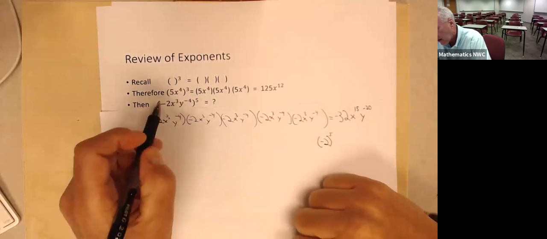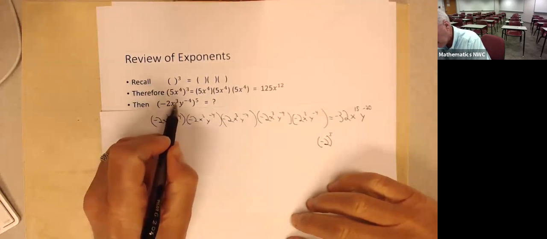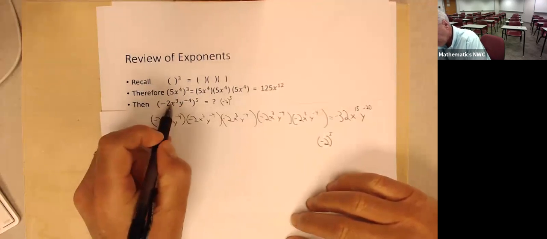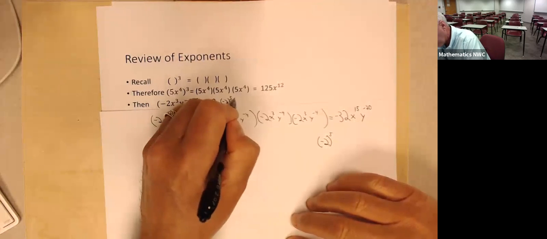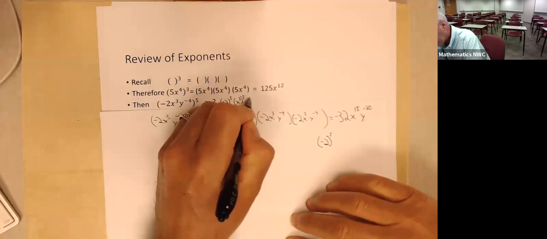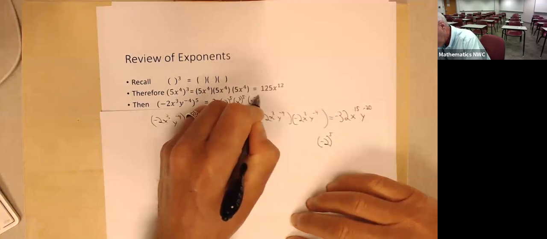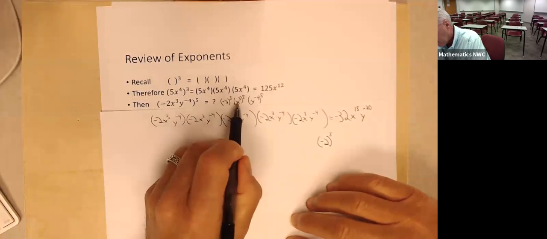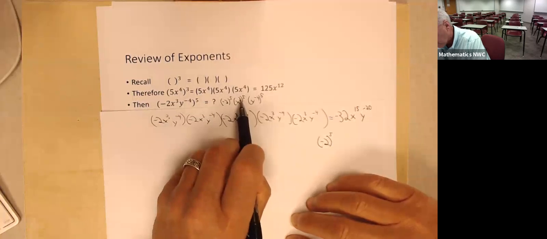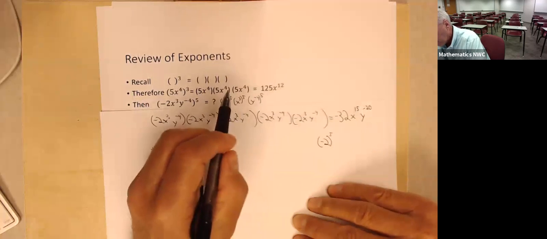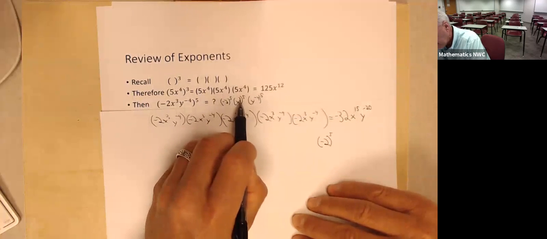Now, a faster way we could have done that, we could have said the -2 is raised to the 5th power. The x to the 3rd is to the 5th power. The y to the -4 is to the 5th power. When I have x to the 3rd to the 5th power, I got x to the 15. Notice that 15 could have been found by 3 times 5.